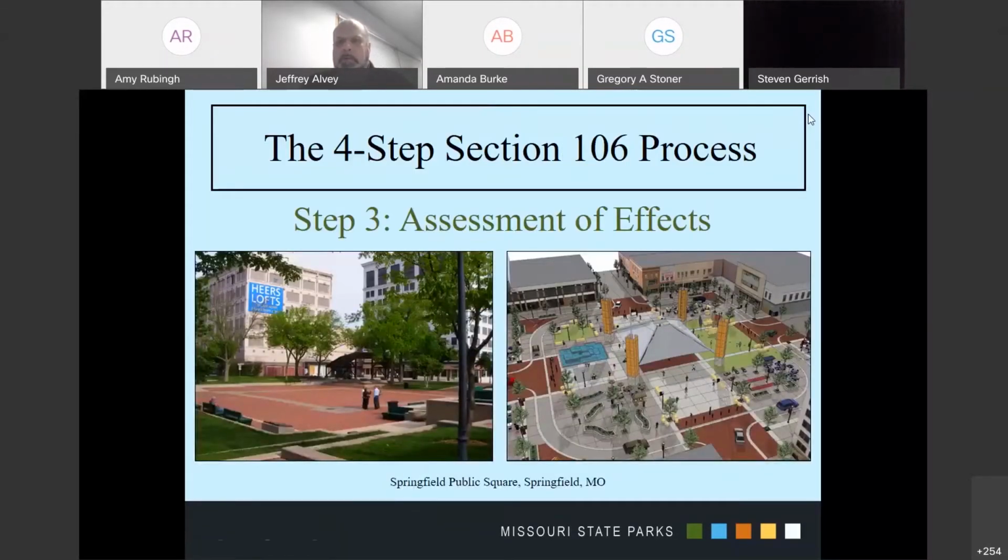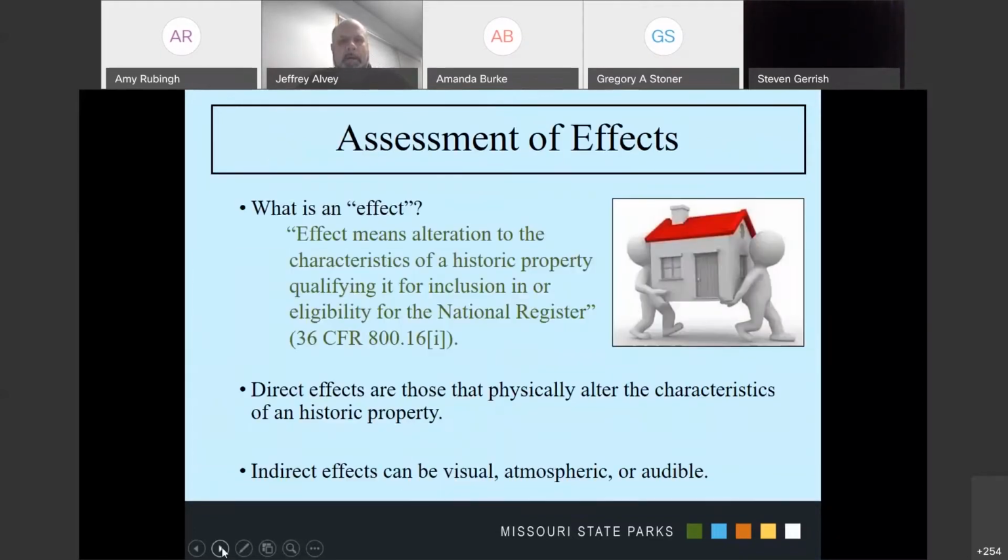Okay, so let's move on to step 3. I talked to you guys earlier about determining your area of potential effect. So let's look a little deeper at that idea of effect and see what we're actually talking about. So what is an effect? Effect is basically any alteration to the characteristics of a historic property that qualify it for inclusion in or eligibility for the National Register. So direct effects are those that physically alter the characteristics of a property.